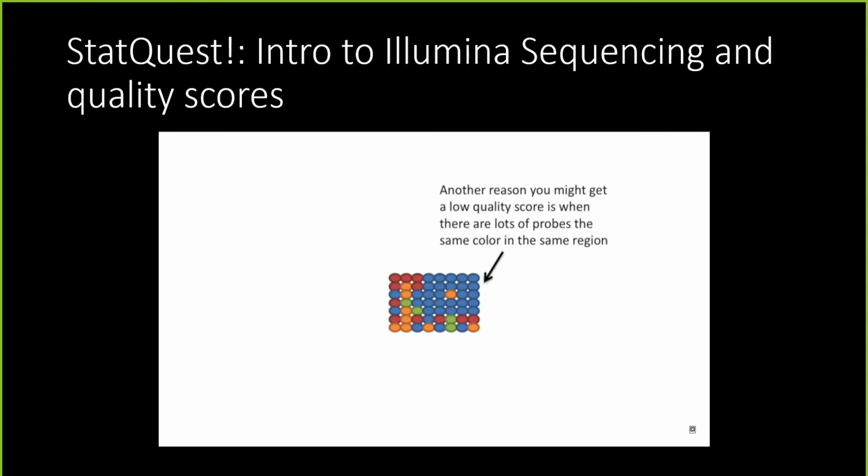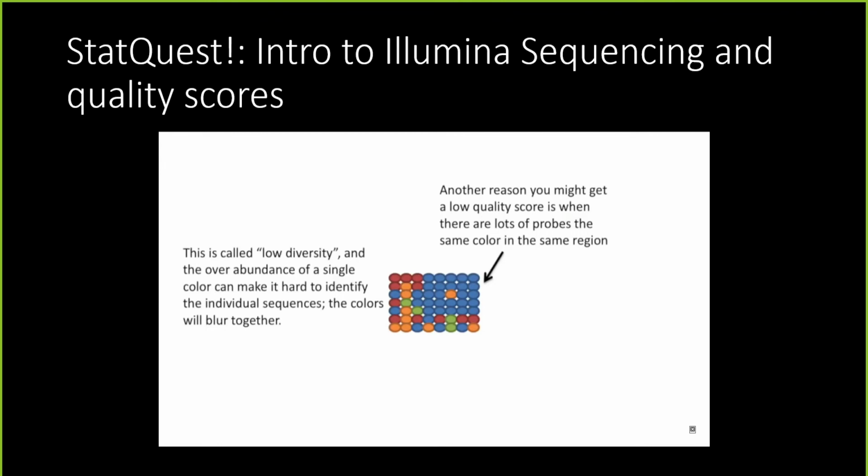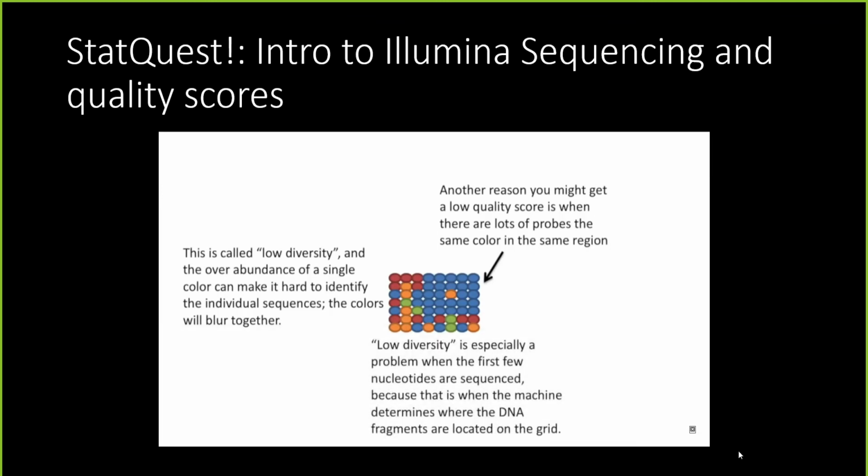Another reason you might get a low quality score is when there are lots of probes the same color in the same region. This is called low diversity, and the overabundance of a single color can make it hard to identify the individual sequences. The colors will blur together. Low diversity is especially a problem when the first few nucleotides are sequenced, because that is when the machine determines where the DNA fragments are located on the grid.